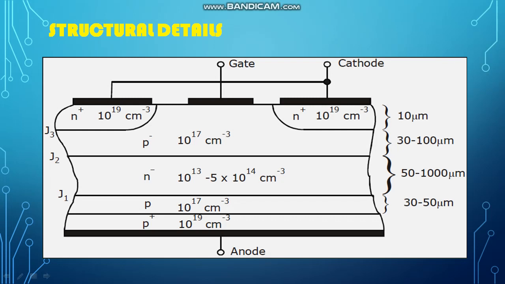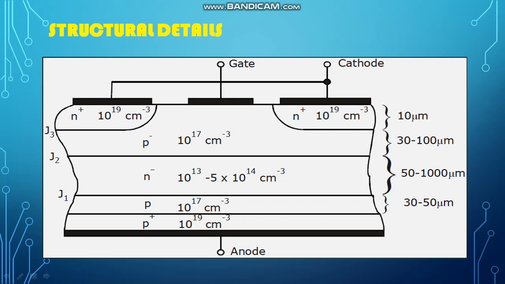This is a single layer. Okay, P, then this is N, then this is a P, then this is N. So it is a four layer device. Then what is the difference? This is a P plus, this is only P. P plus means highly doped. Highly doped means 10 raised to 19 per cm cube.